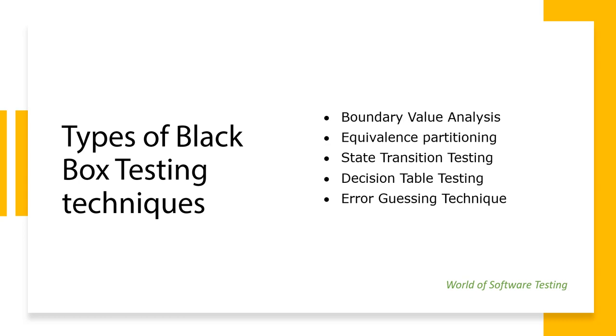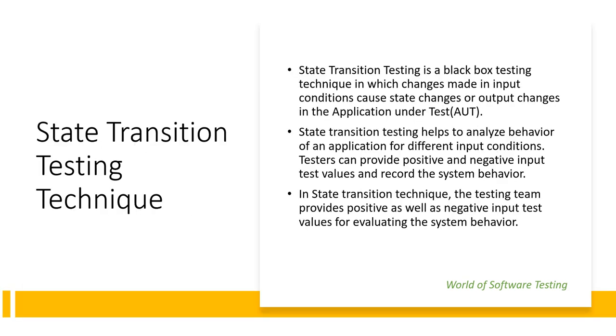These are some of the types of black box testing techniques. The first two we have already covered in our previous lectures, the boundary value analysis and the equivalence partitioning. The third, the state transition technique, we are going to see in this lecture. So let's understand the state transition testing technique.